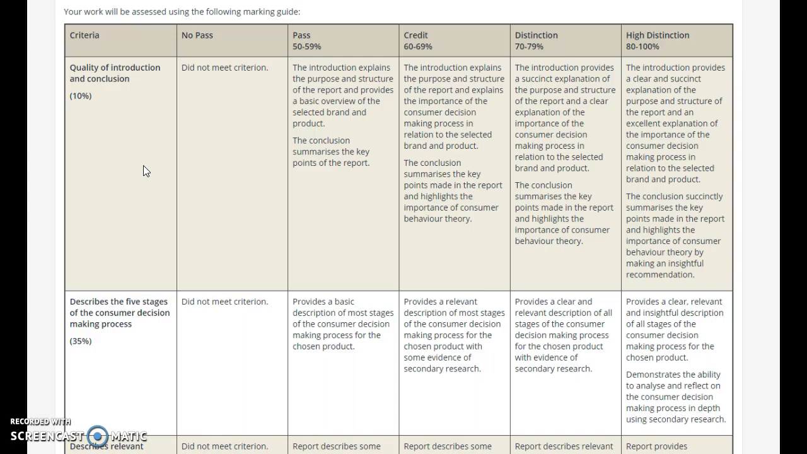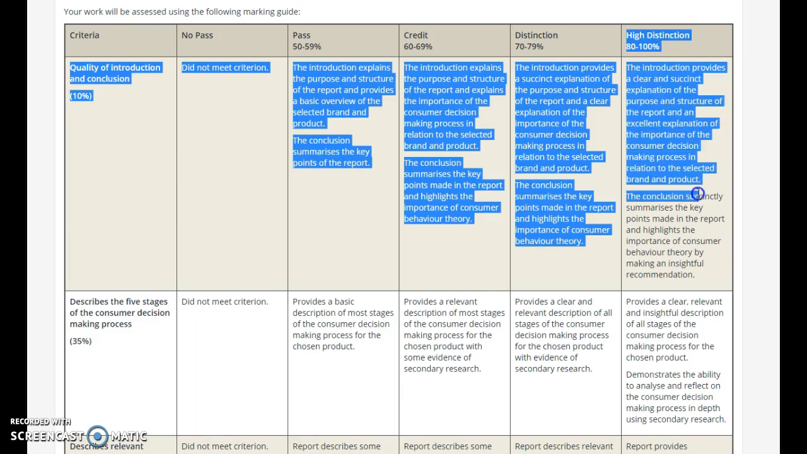When I start marking an assessment for the first time, if I haven't marked it before, I go through the rubric with a fine-tooth comb. I pick out exactly what they want the student to demonstrate, and then I allocate marks to that. So this is what you need to do as a student. Go through, have a look at the high distinction category. Okay, this is what we're looking for.